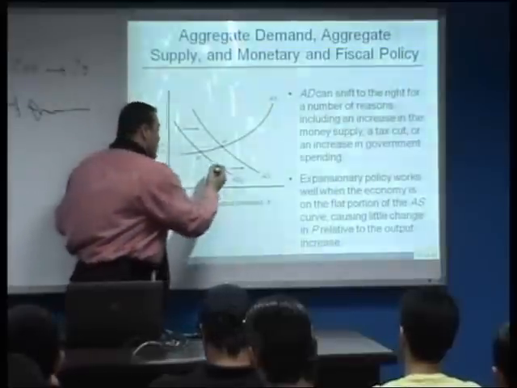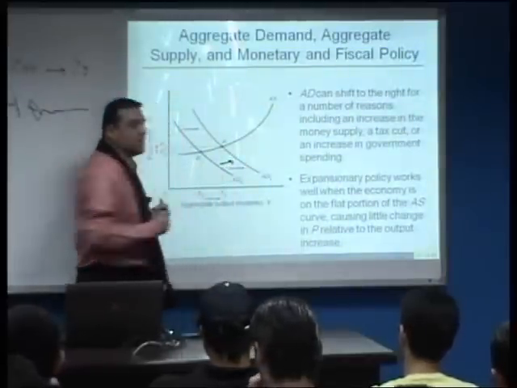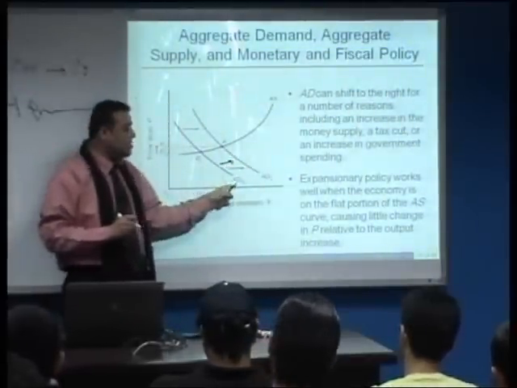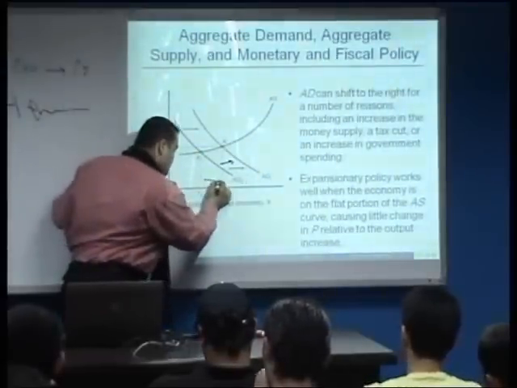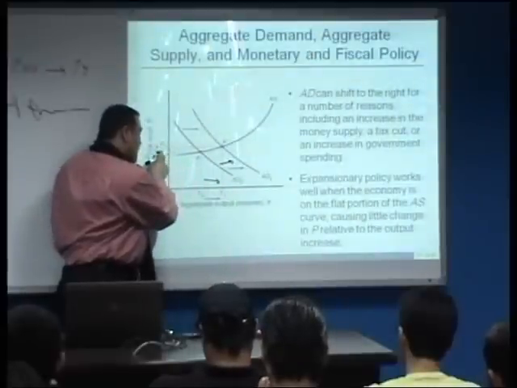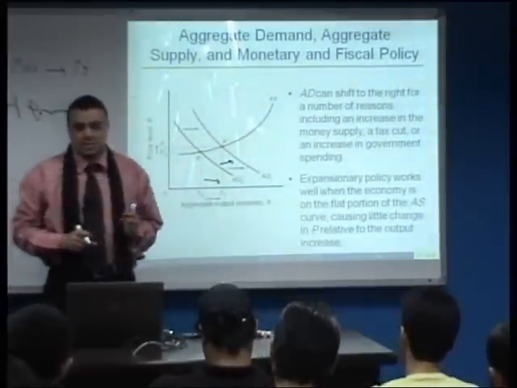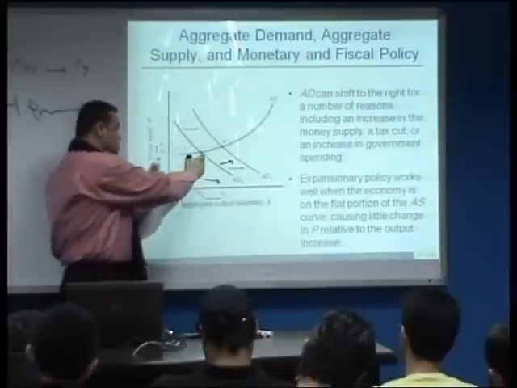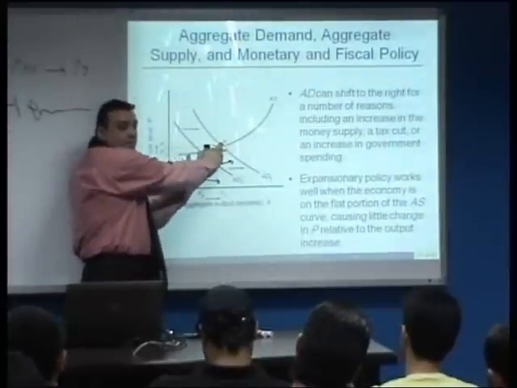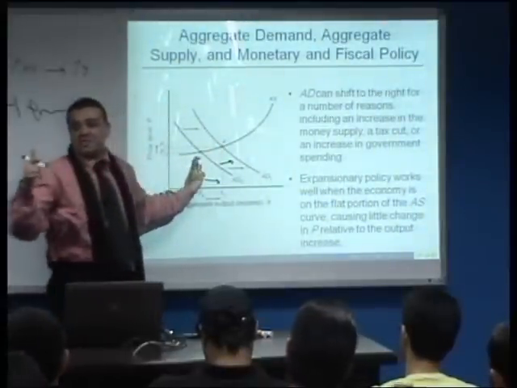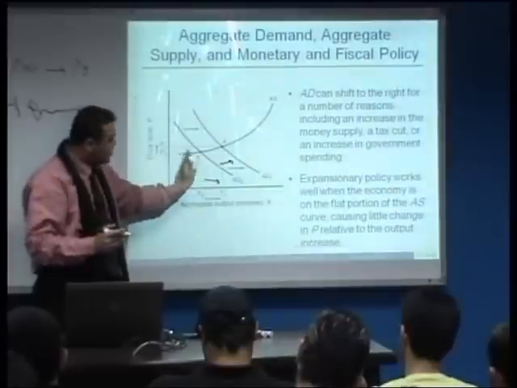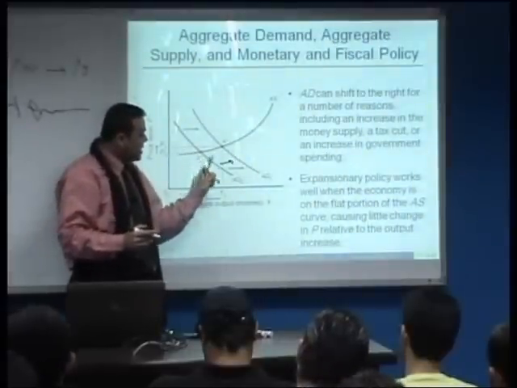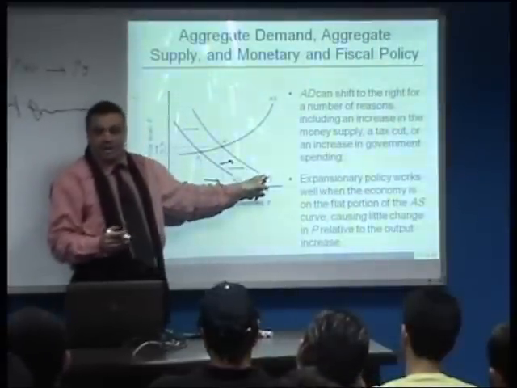This leads to a rightward shifting in the aggregate demand curve from aggregate demand 0 to aggregate demand 1, which means there is an increase in Y larger than the increase in the prices. So in this case, in the short run, if we use an expansionary fiscal policy or expansionary monetary policy, this leads to increasing the aggregate demand from aggregate demand 0 to aggregate demand 1.